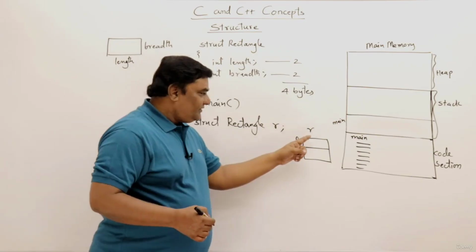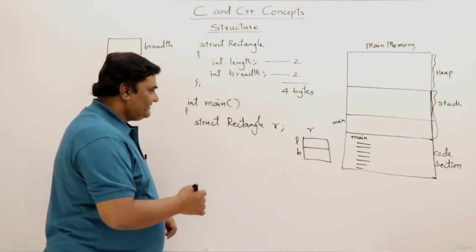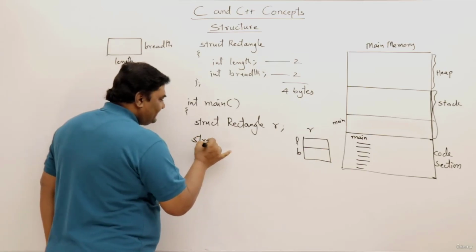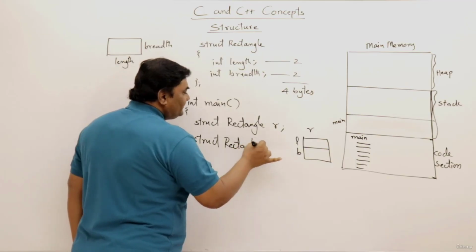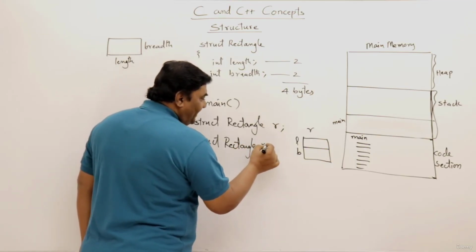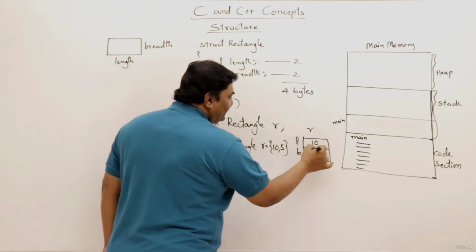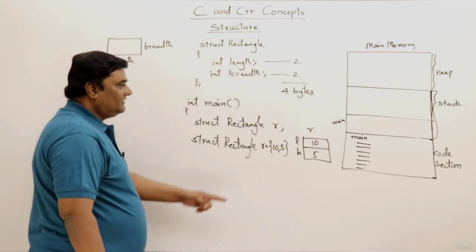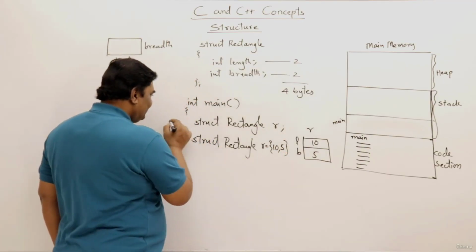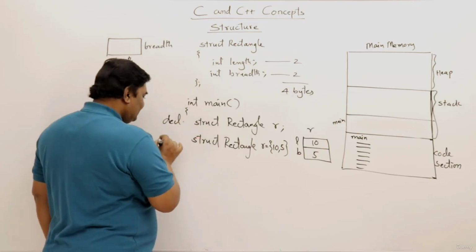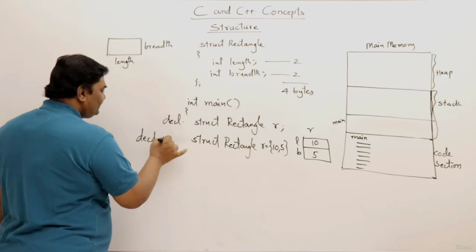Now, if suppose I want to initialize it, then I can declare and simultaneously initialize it. So let us say struct, I will rewrite the same thing. I will say rectangle, right? I'll use the same name, R, with values, I can say 10, 5. So length is 10 and breadth is 5. So 10 and 5 will be filled in this one. So this is how we can declare as well as initialize. This is just a declaration, right? And this is declaration plus initialization together.